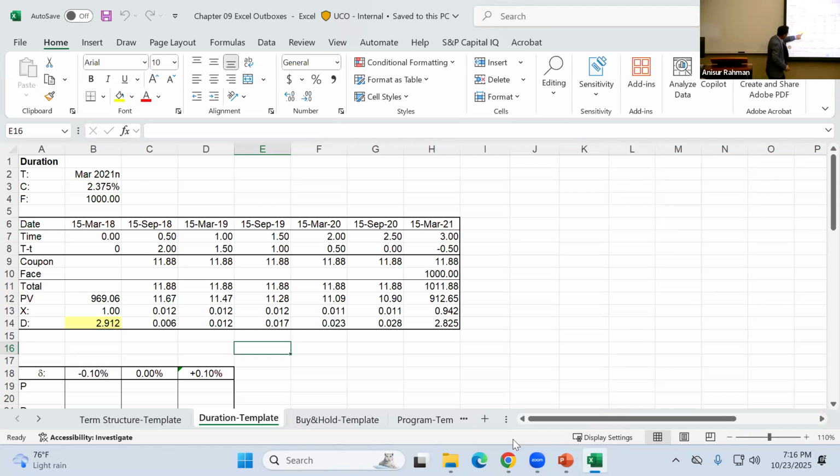Now, how to interpret this? Look at the formula for the percentage price change. So that means if there is a 1% parallel increase in the yield curve, then the bond price will decrease by 2.912%. So minus 2.9. Yes, because bond price and interest rate are negatively correlated, right? That's why you also see a negative sign in the formula. Okay.